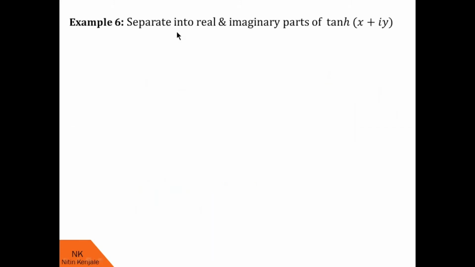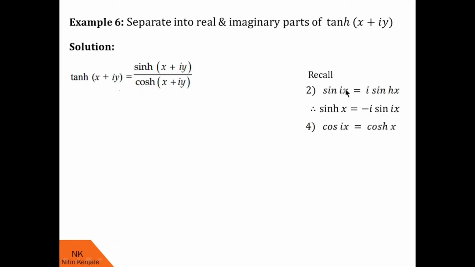Here we have to separate into real and imaginary parts of tan h of x plus iy. So let us begin with tan h of x plus iy. One can write it as sin h of x plus iy upon cos h of x plus iy. Now I would like you to recall these relations. Sin of ix is equal to i sin hx. Therefore, sin hx is minus i into sin of ix.